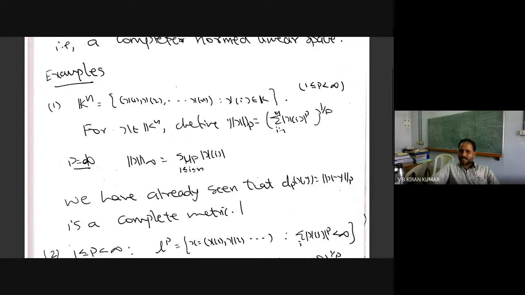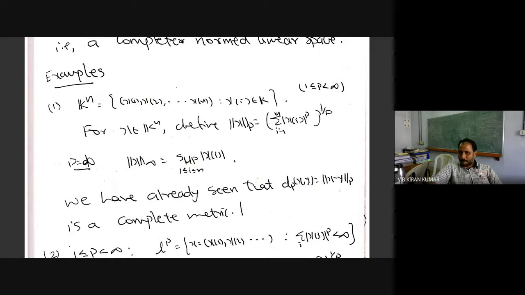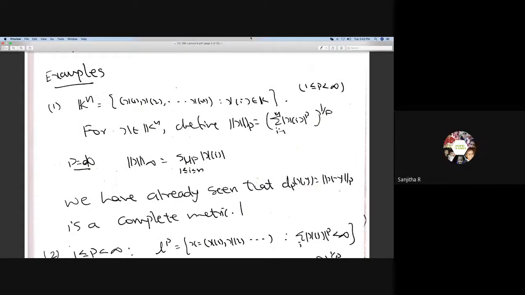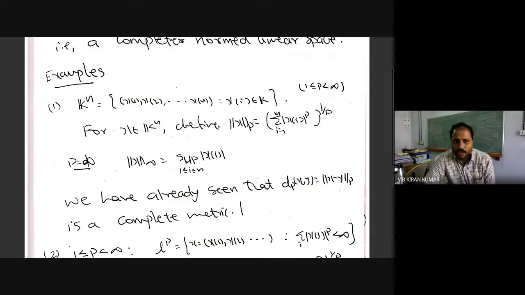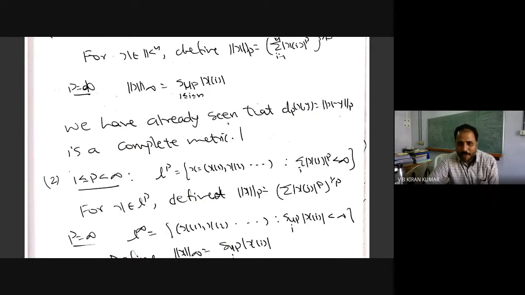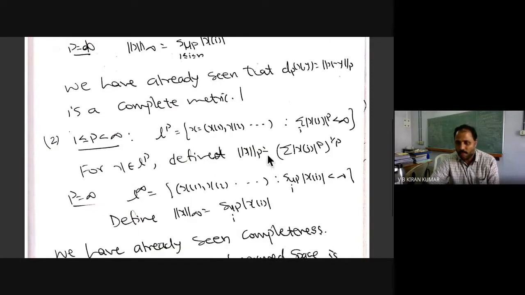And there are plenty of examples now, because Kn itself is an example, because whatever metric we introduce in Kn comes out of the norm ||x||_p equal to (summation |x_i|^p)^(1/p), and ||x||_infinity is max |x_i|. We have already proved that this is a complete metric space with respect to the metric induced by this norm, okay? Is that clear? Yes, sir. Okay.